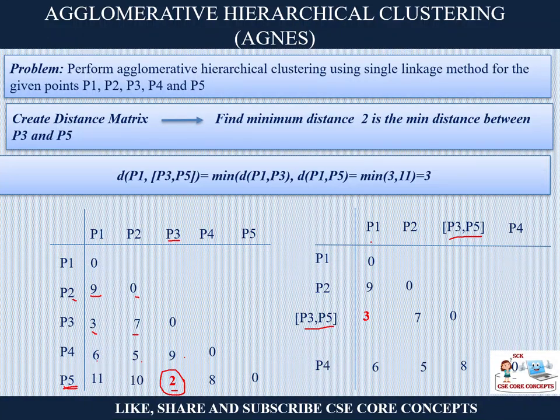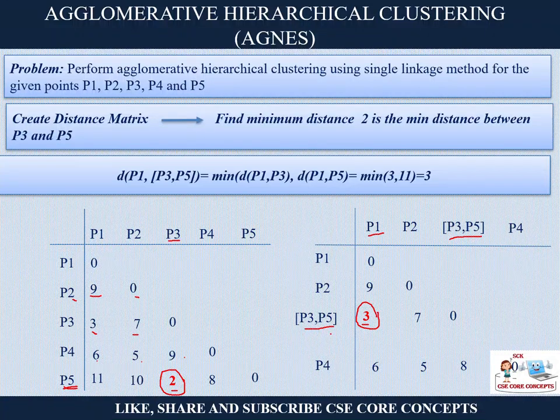P1 to P1 was 0, no change in P2, but P3, P5 to P1 has now become 3 because it was already there, right? So others will remain the same except the last row and the last column. Now, since you are using a single linkage approach, find the minimum distance. The minimum distance right now is 3. This is the distance between P1 and P3, P5.